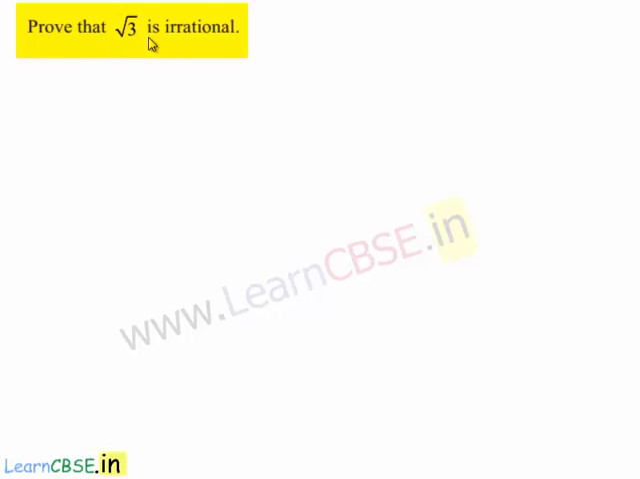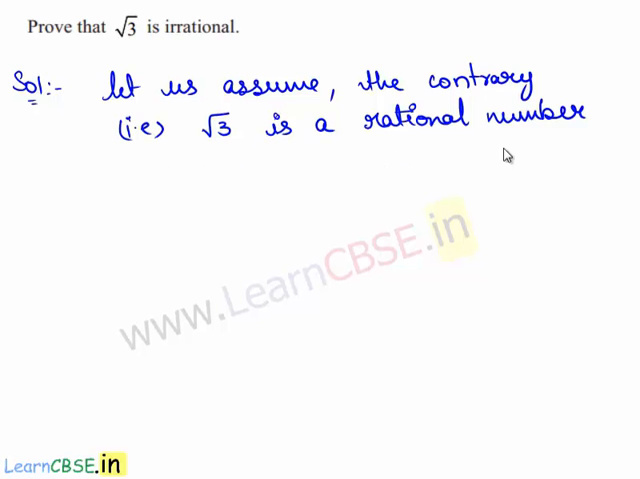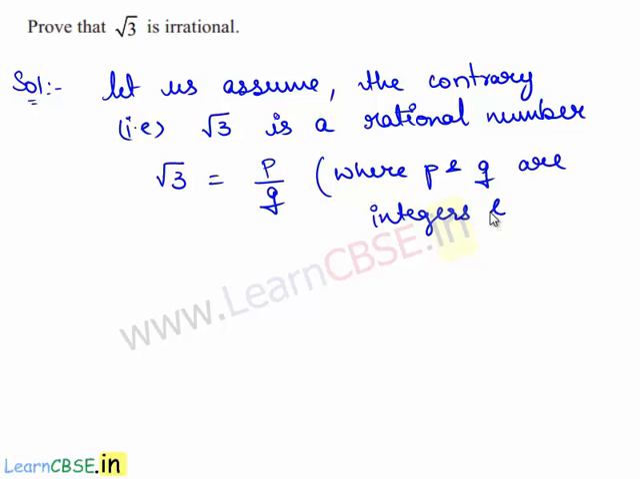Now we shall prove that root 3 is an irrational number. So let's move to the solution. To prove root 3 is an irrational number, let us assume the contrary, that is, root 3 is a rational number. Since we have assumed that root 3 is a rational number, root 3 can be written in the form of p upon q, where p and q are integers and also co-primes. So this can be written as p is equal to root 3 times q.